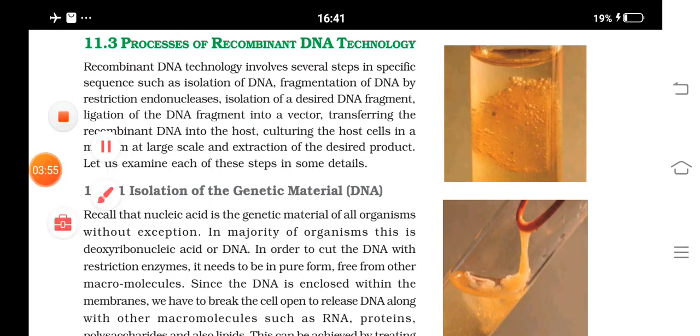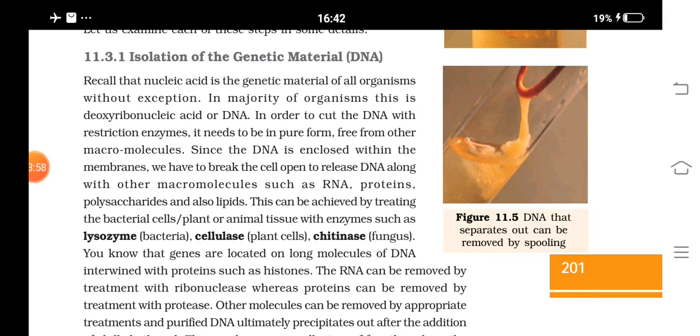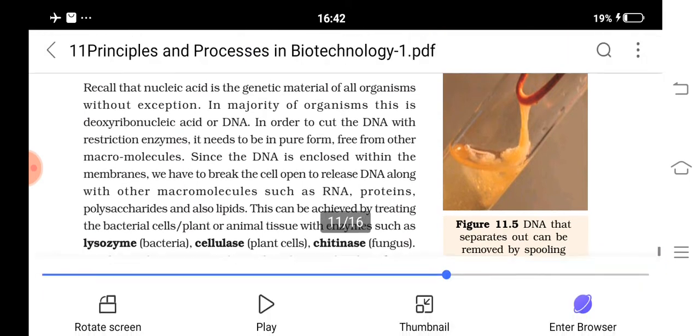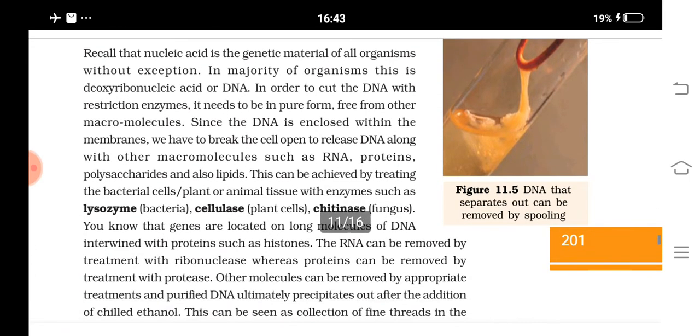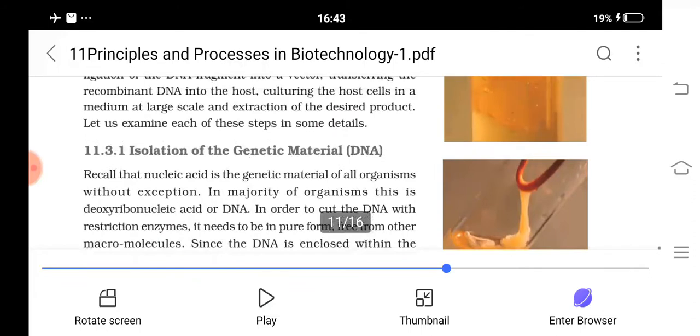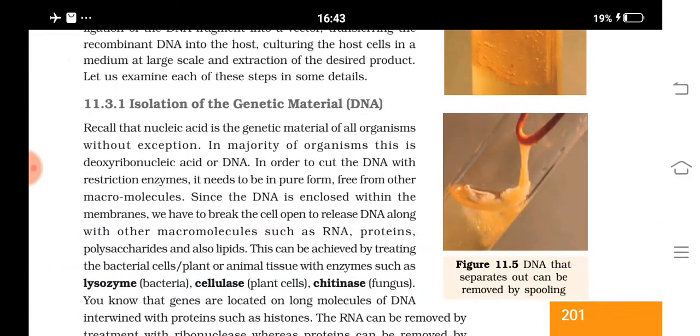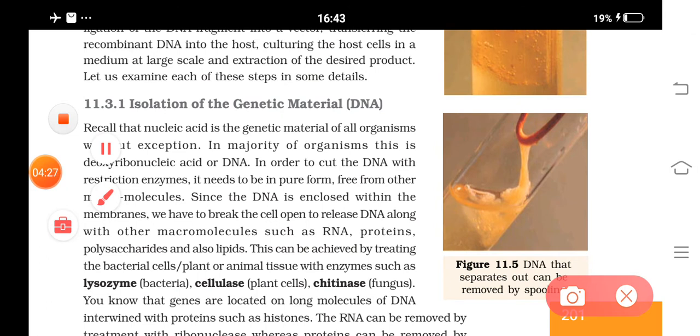Okay, then the first step is what? Isolation of the genetic material. For the isolation of the genetic material, what we have to do, see, the DNA is present where? Inside the nucleus, isn't it? So many compounds we can use to remove this DNA or to isolate the DNA. For example, you can see lysozyme. If we have to isolate the DNA from a bacterial cell, we have to use what?